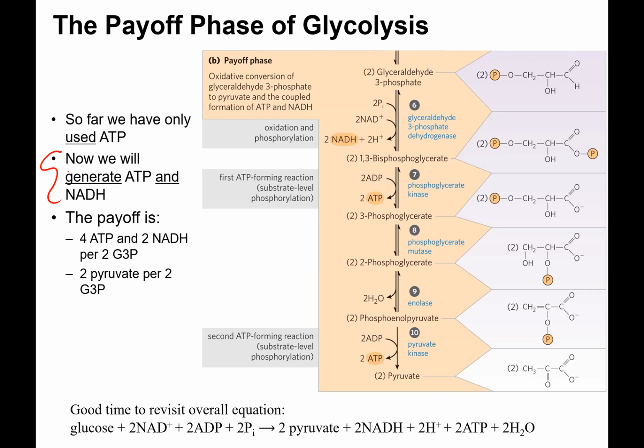Because for every molecule of glucose, we're going forward with 2 molecules of G3P. So that means if we look at a reaction that appears to just be giving us 1 ATP, it's really in stereo, right? Because we'll be talking about the conversion of 1 molecule of G3P. Anyway, you get the idea, I think. So what are we going to get overall? We're going to get 4 ATP and 2 NADH per 2 G3P. And we're going to be getting 2 pyruvate per 2 G3P.